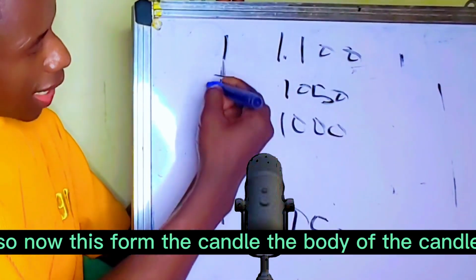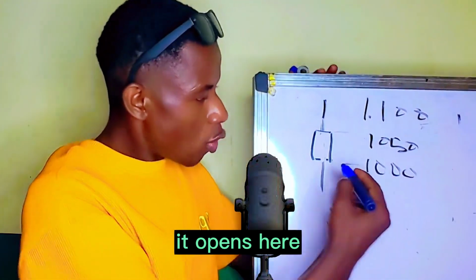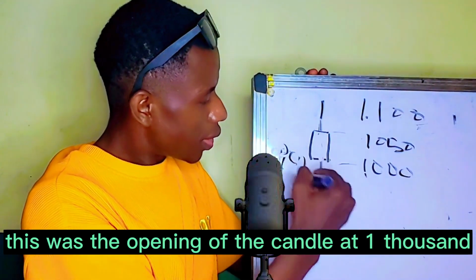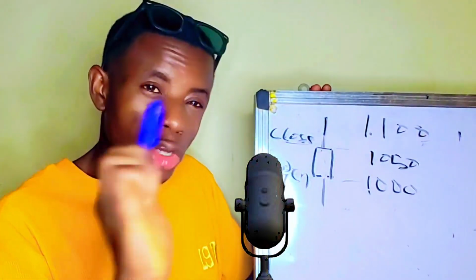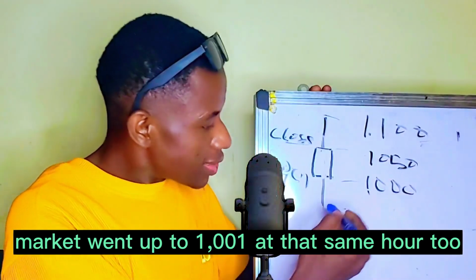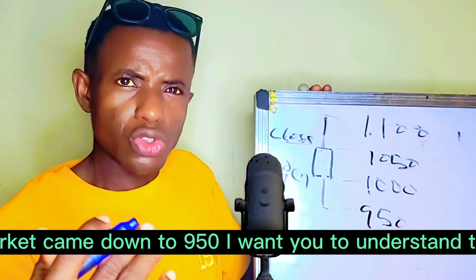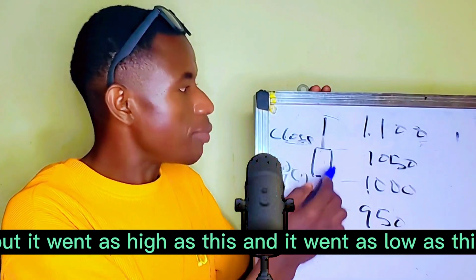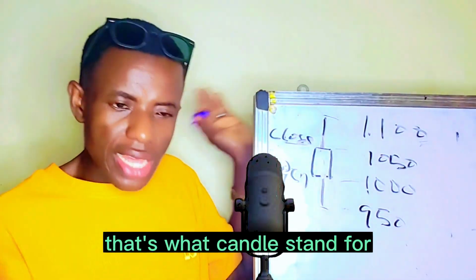So now this formed the body of the candle. This candle went this way. It opens here. This was the opening of the candle at 1,000. It closes here at 1,050. But during that same hour, the market went up to 1,100. At that same hour too, the market came down to 950. I want you to understand that this is what makes a particular candlestick. It opens here, it closes here, but it went as high as this and it went as low as this. That's what a candle stands for.